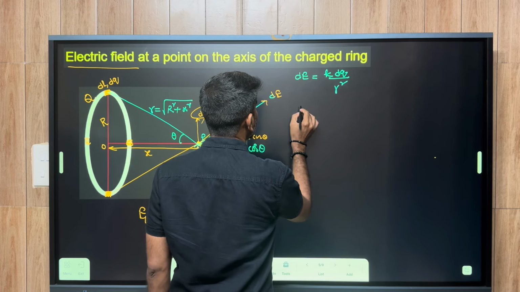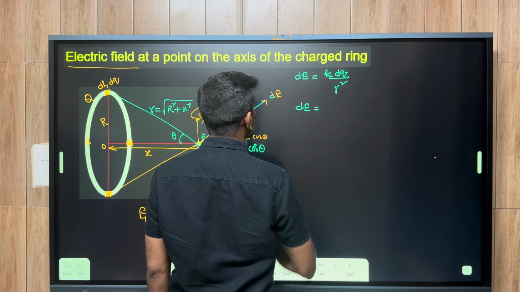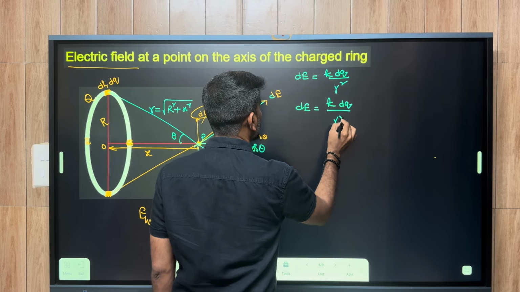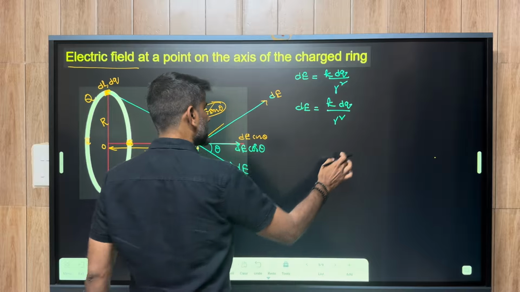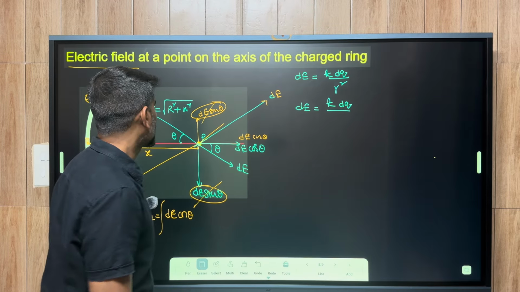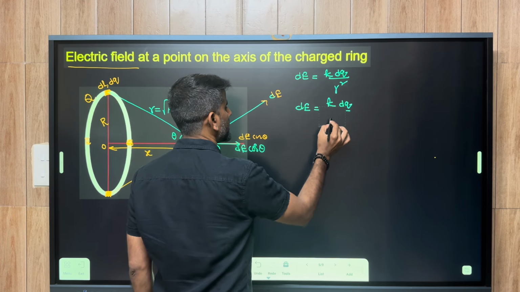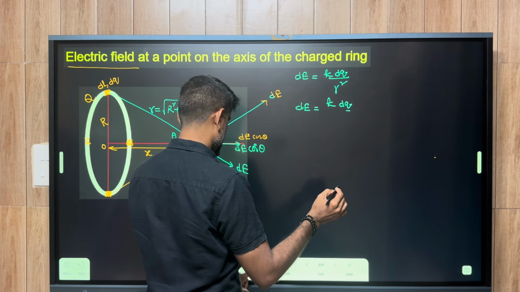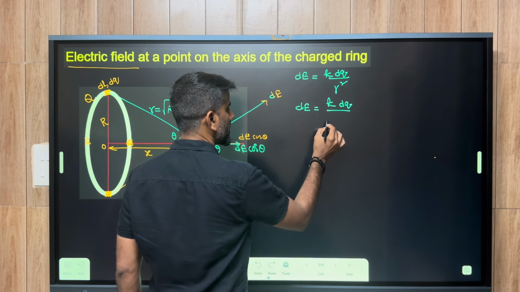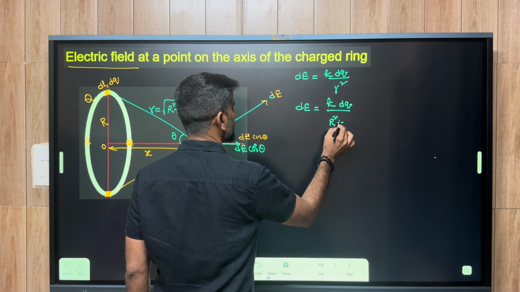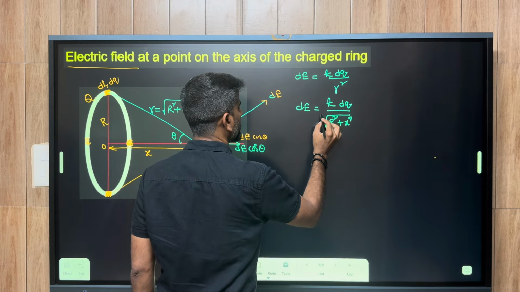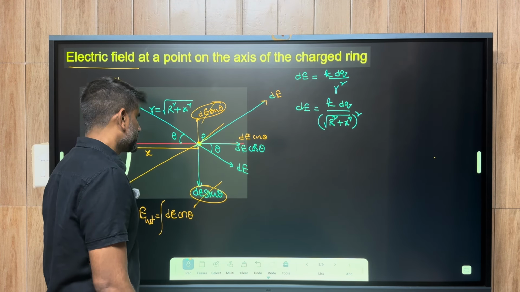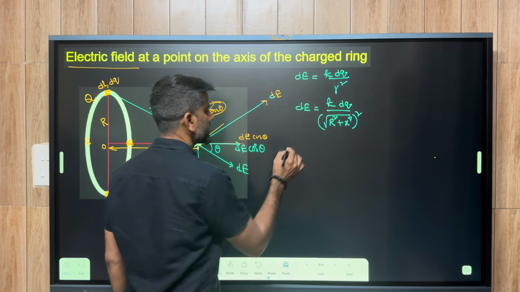Now dE is equal to k dq by r square. What is r? r square is nothing but capital R square plus x square, so r is the square root of capital R square plus x square. Right? Okay. Now let us find E net.